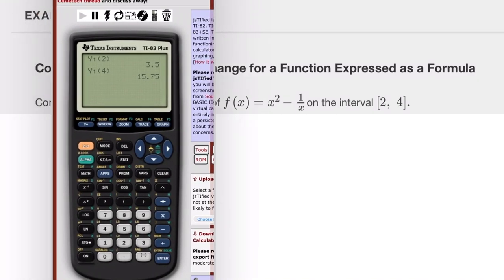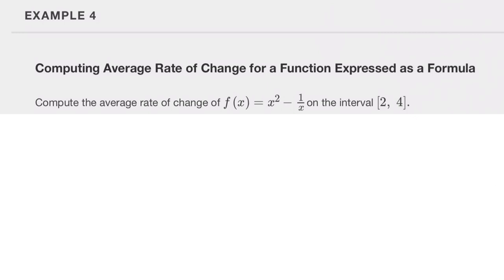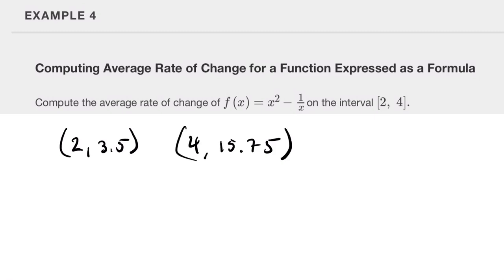3.5 and 15.75. So when x is 2, that's the corresponding y. When x is 4, that's the corresponding y. So then I'm going to label this as my x1, y1, x2, y2, using my slope formula.